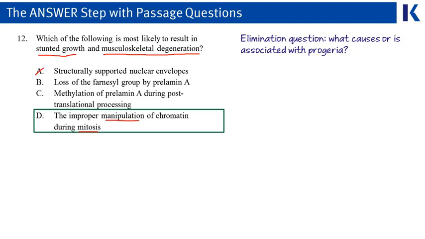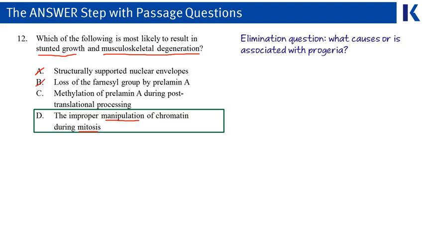Choice A is wrong because, well, that sounds fine. If you have a structurally supported nuclear envelope, then that's great. There's no reason why you'd have stunted growth or anything else bad. In fact, what Hutchinson-Gilford progeria syndrome does is mess up that usual structural support of the nuclear envelope. So A is the opposite of true.